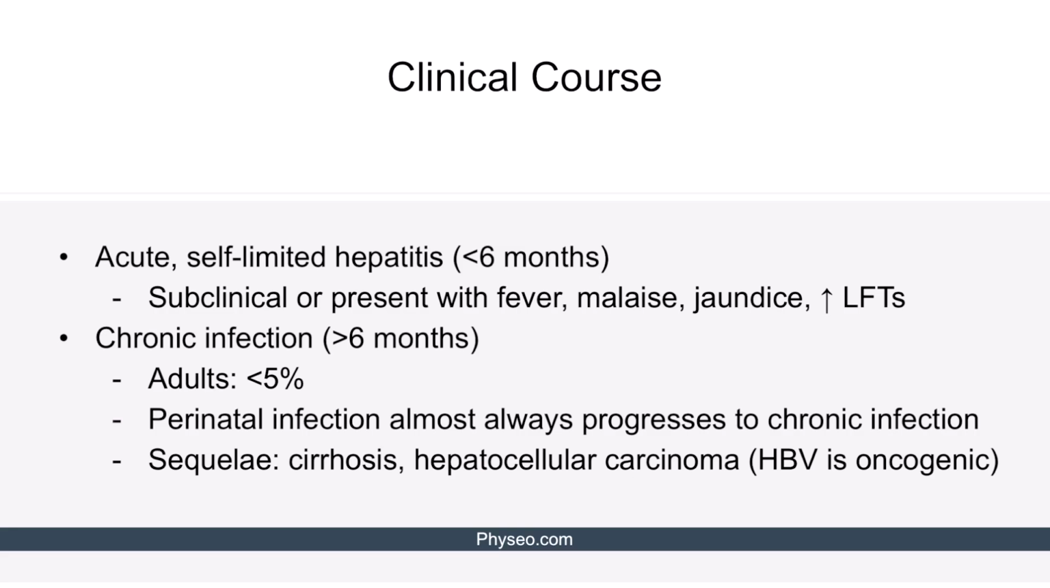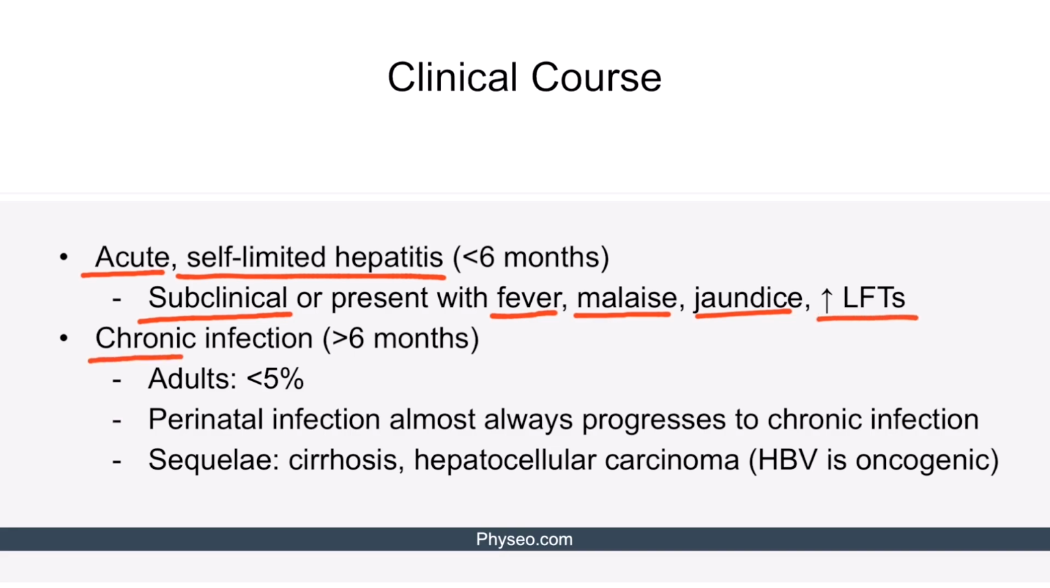As we already discussed, the majority of the time hepatitis B infection causes an acute self-limited hepatitis. A duration of less than 6 months is considered acute hepatitis. The majority of cases are asymptomatic and are therefore termed subclinical. Symptomatic cases present the same way as other hepatitis infections, such as with a fever, malaise, anorexia, jaundice, and elevated liver function tests, or LFTs.